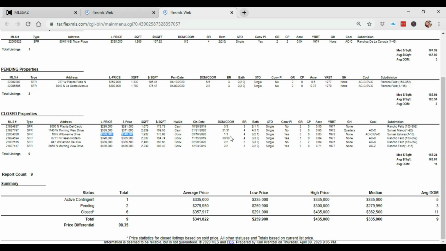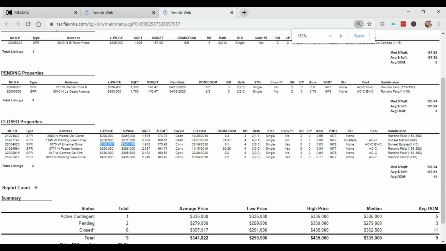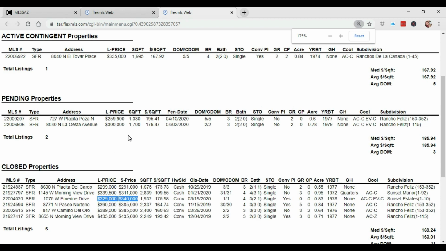It's hard to say. This one sold in a single day, a 4-bedroom, 3-bath. Certainly looks like it's a better deal. $335, it looks like that's what they're pricing it for, right? $340. Let me just go ahead and zoom this up a little bit so we can see what we're talking about here and not have to squint. There we go. It's a different subdivision, as you can see, Sunset Estates, right? As opposed to this one, which is in Ranchos de Cañada.